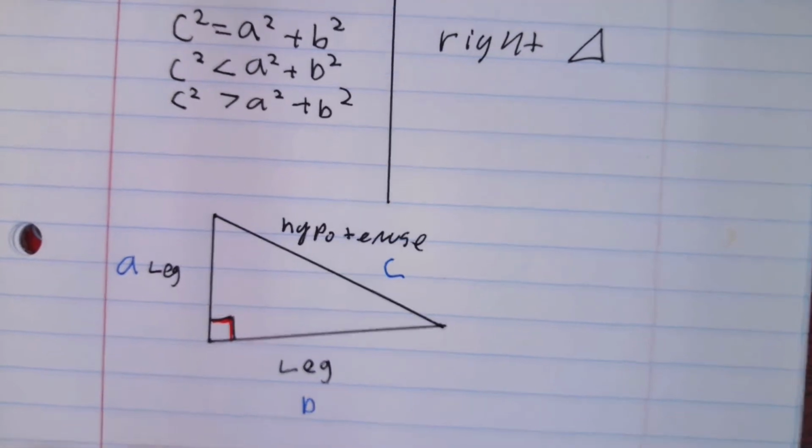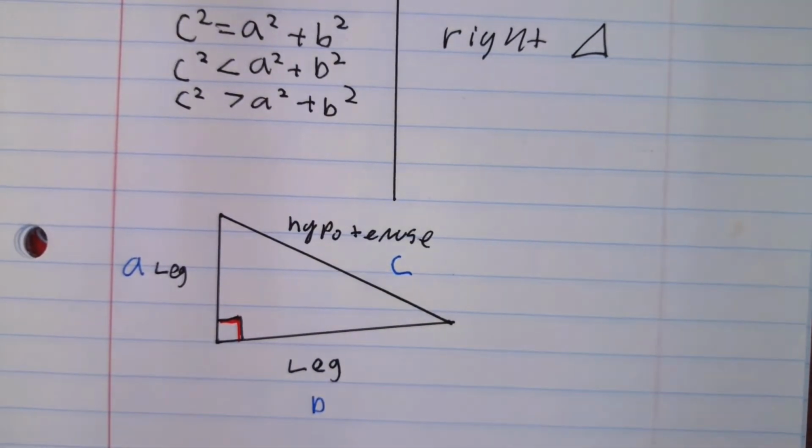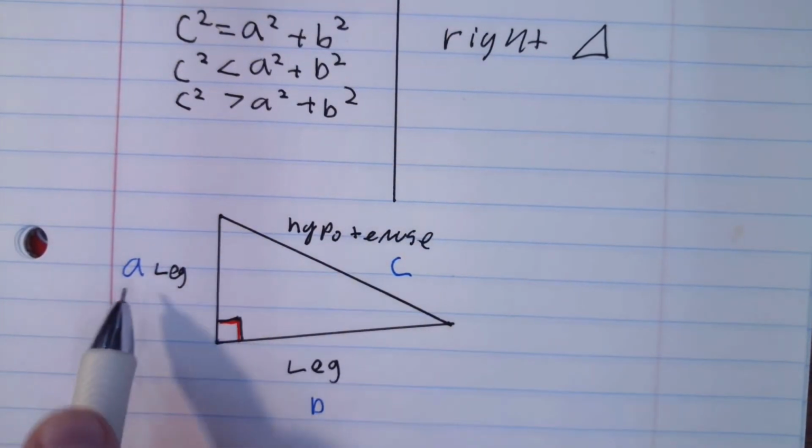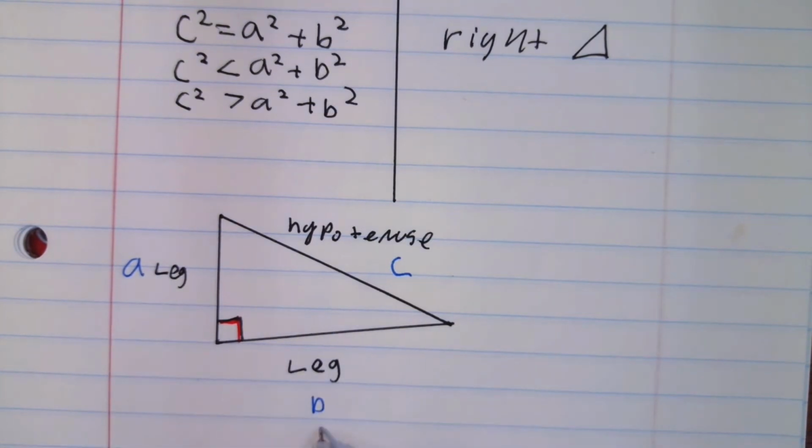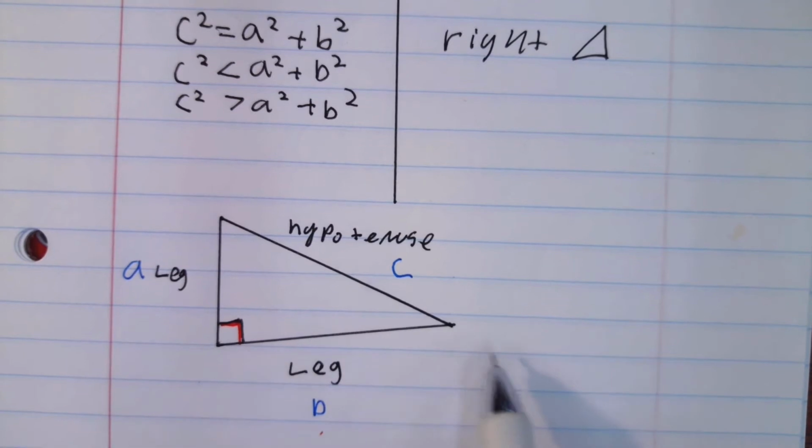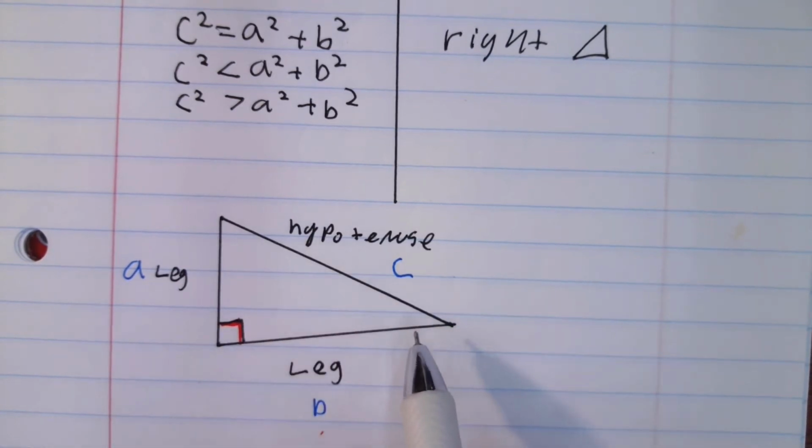Of course, here's the vocabulary for my triangle. Your A and your B are your legs, and your legs are part of the right angle. Opposite the right angle is your hypotenuse.